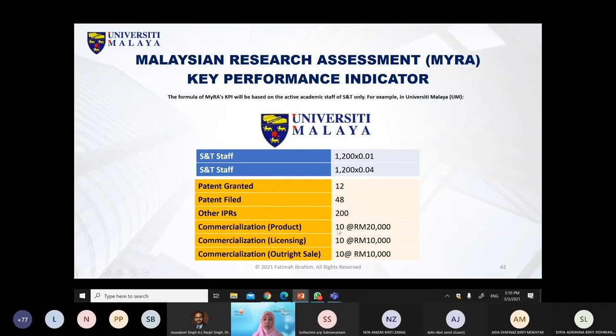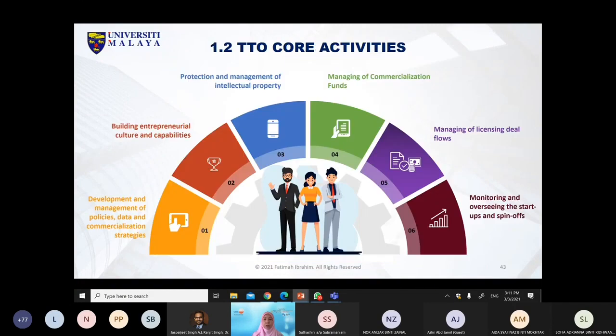You have to produce a KPI of 10 products commercialized with sales of at least a minimum of 20,000, and for licensing, at least 10 licenses successfully licensed in a year with a minimum price of 10,000, and outright sales of at least 10 for 10,000 minimum. So you can see it is a very challenging task for technology transfer in Malaysia.